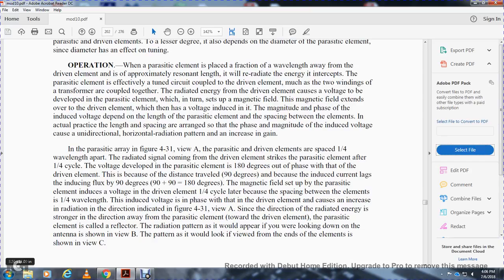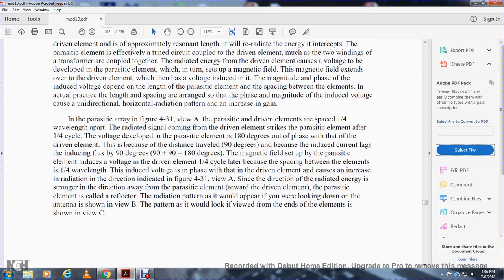Parasitic elements effectively act as a tuned circuit coupled with the driven element, much like the two windings of a transformer coupled together. The radiated energy from the driven element induces a voltage in the parasitic element. The magnitude of the field extends over the driven element, and the magnitude and phase of the induced voltage depend on the length of the parasitic element, the spacing between the elements, and the actual practical length of the spacing. The phase and magnitude of the induced voltage help develop a unidirectional horizontal radiation pattern with an increase in gain.